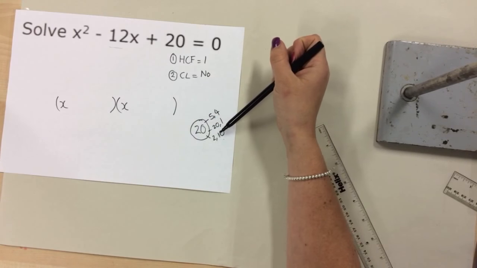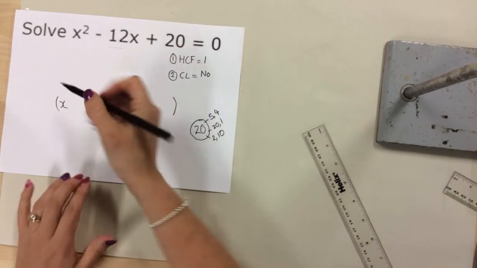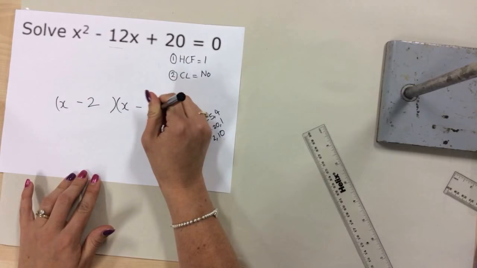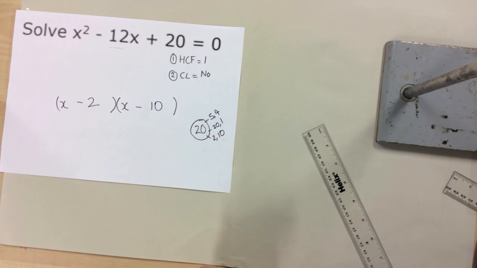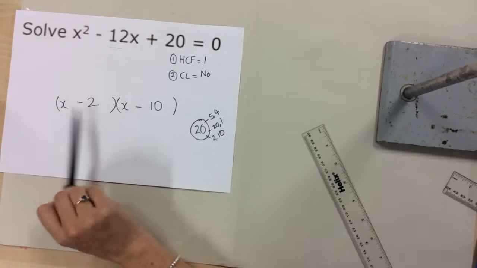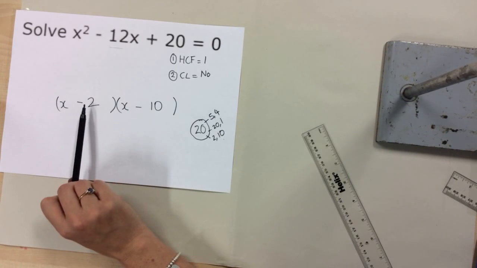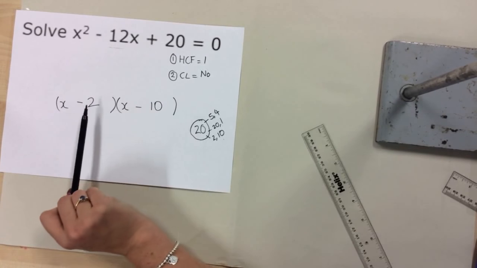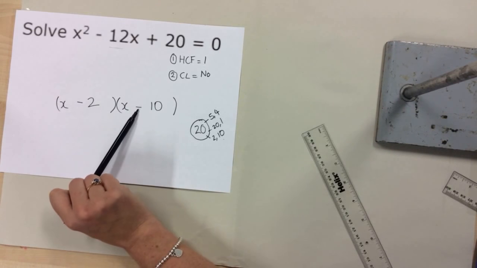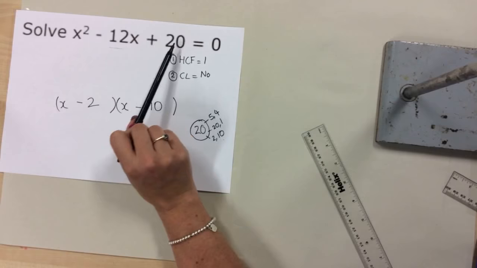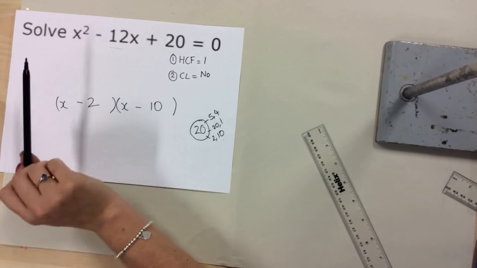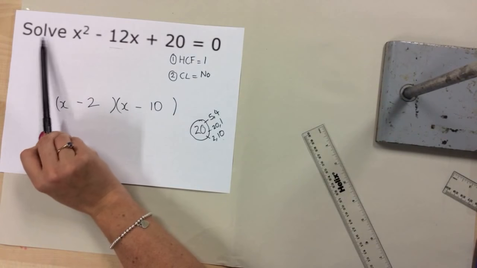So to get to negative 12 with 10 and 2, it's got to be (x - 2)(x - 10). And I would just double check that this actually works when you expand it back out. So x times x is x squared. And then I would have negative 2x, negative 10x to give me the negative 12x. And negative 2 multiplied by negative 10 will give you positive 20. So yes, it works.